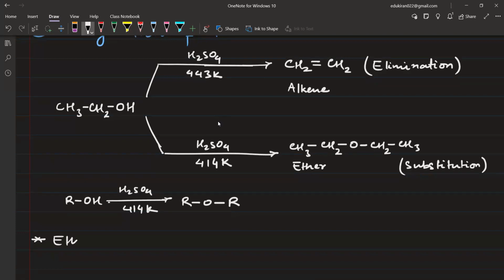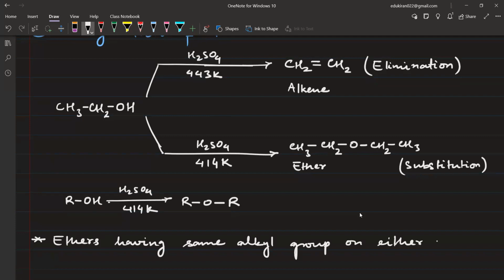So please write: ethers having same alkyl group on either side of oxygen atom, called symmetrical ether.